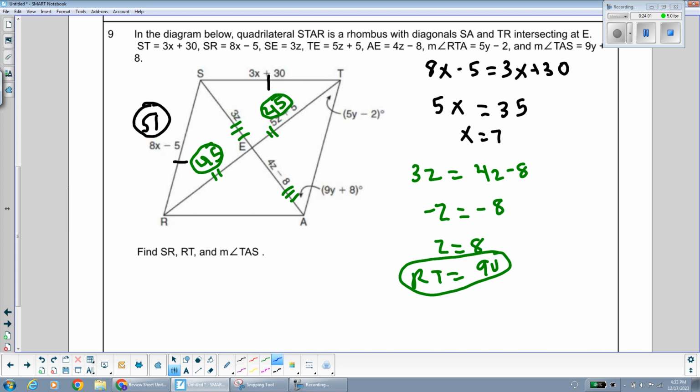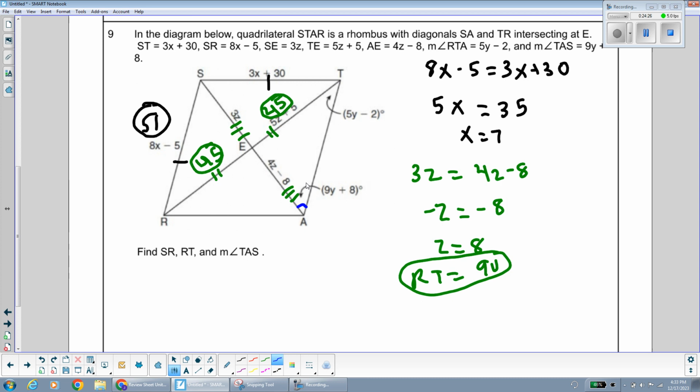Okay, now we're going to find the measure of angle TAS. So angle TAS is this angle right over here represented as 9y plus 8. So what we need to do now is figure out the value of y, and then we can plug in and find the measure of angle TAS. I'm going to think about if there's any other properties of rhombuses that I remember that can help me get some more angle measurements here to work with.